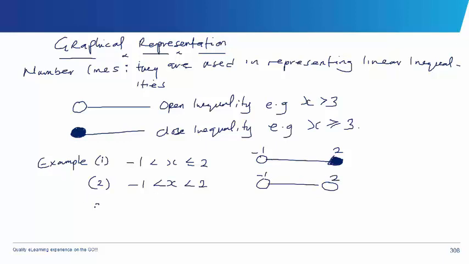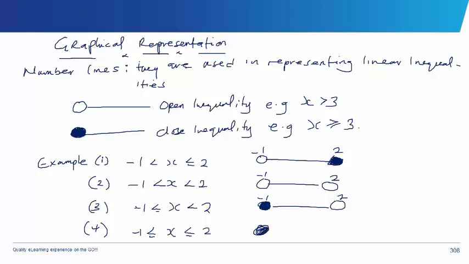Then number 3, we have minus 1 less than or equal to x less than 2. The left hand side is a closed inequality, and the right hand side is an open inequality. And for number 4, we have minus 1 less than or equal to x less than or equal to 2, and so the two ends are closed inequalities.